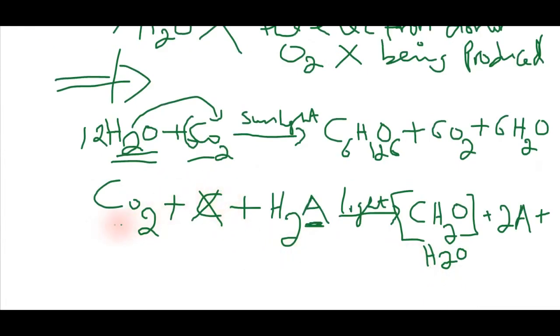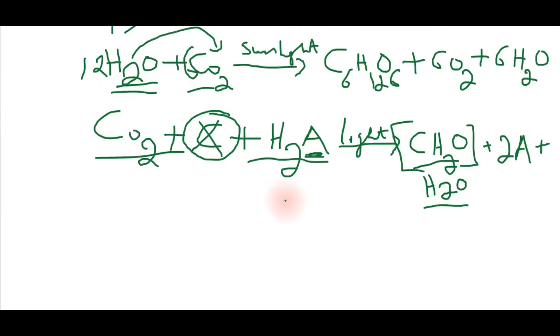So, in the anoxygenic photosynthesis, water is not being used, but we have carbon dioxide combining with a molecule which is not water in order to manufacture carbohydrate, and water is being produced, but oxygen is not being produced. So, that is the major difference between the two kinds of photosynthesis.